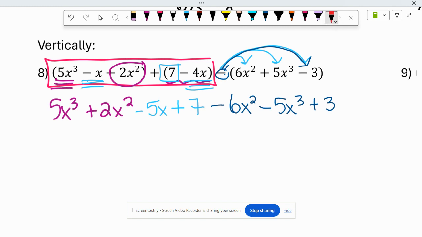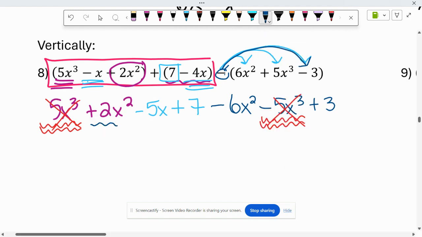So let's start again with this 5x cubed. I have a positive 5x cubed. In the polynomial that we just added, do you see an x cubed term? Yeah, negative 5x cubed. What does positive 5x cubed and negative 5x cubed do? Yeah, they cancel each other out. So I'm just going to put a big old x through them. Okay. Let's see. Do we have an x squared term in the second polynomial that we just added on there? Yeah, so I have 2x squared minus 6x squared. What's 2 minus 6? Negative 4. 2 minus 6 is negative 4, so that gives me negative 4x squared.